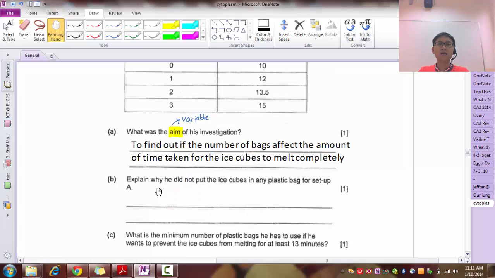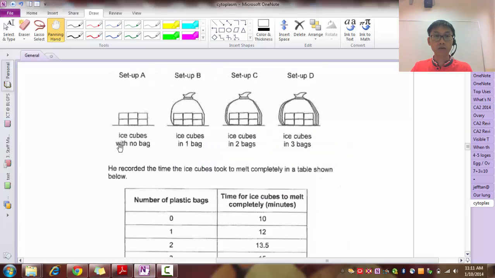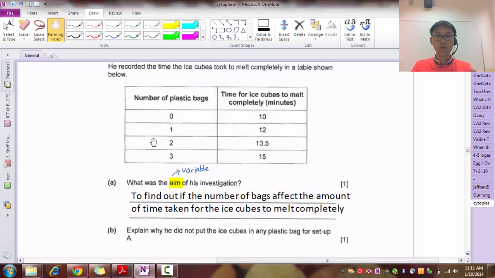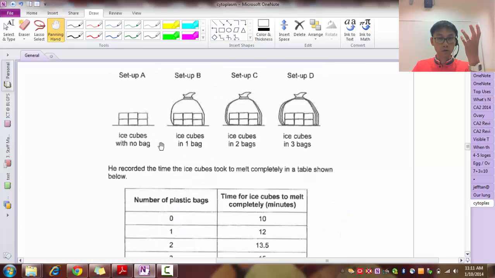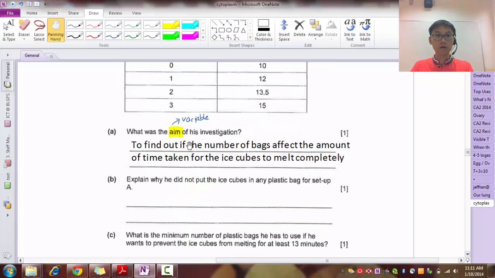Explain why he did not put ice cubes in any plastic bag for setup A. Why did he leave it open? Setup A will be what we call a control, where you don't have that variable, the bag, so that you can prove that the bag is the one. His aim is to find out if the number of bags affects the amount of time. So I have to have one with no bag to show that if I have one bag, it helps to slow down the time taken for the ice cubes to melt completely.